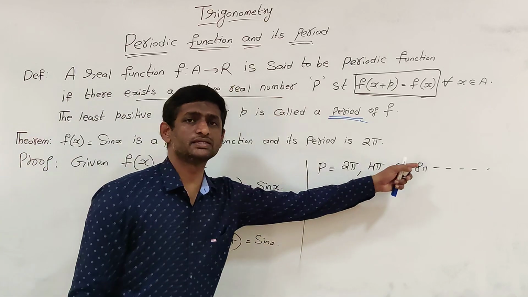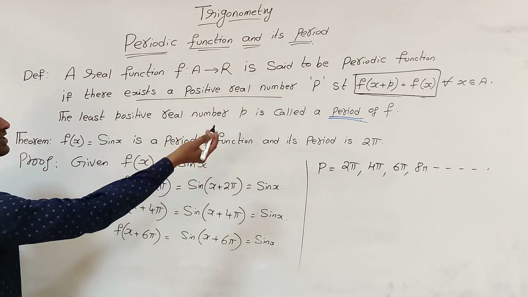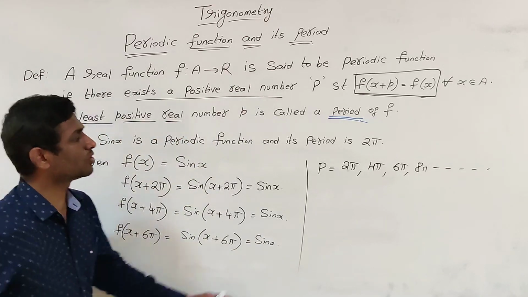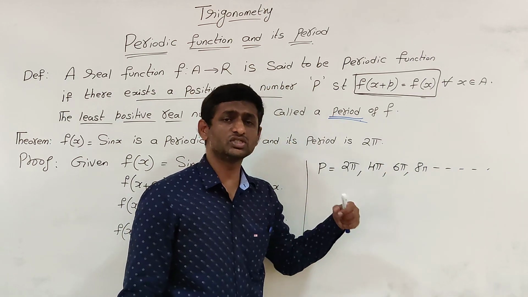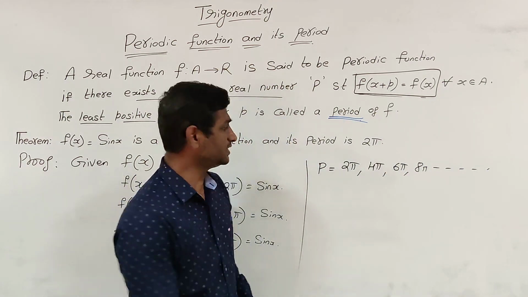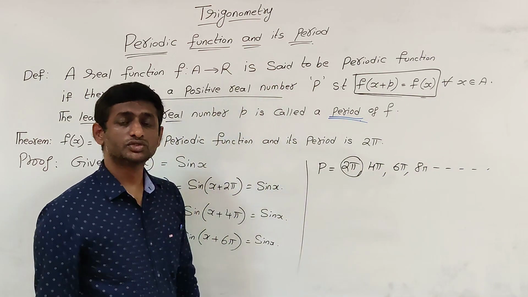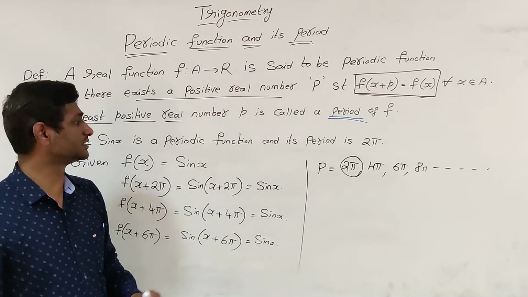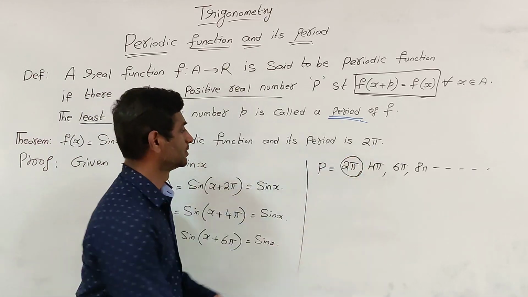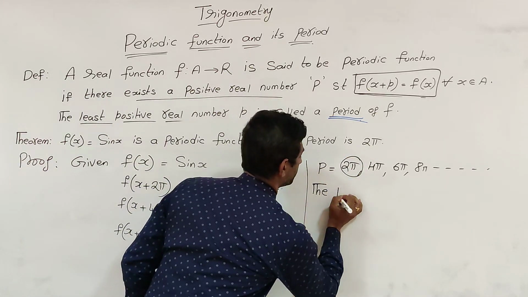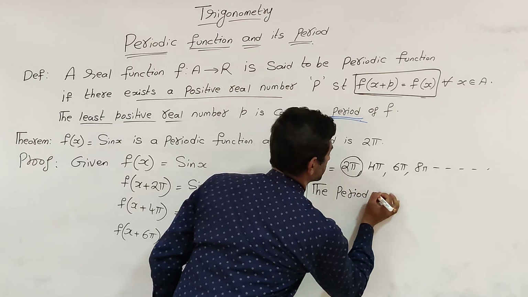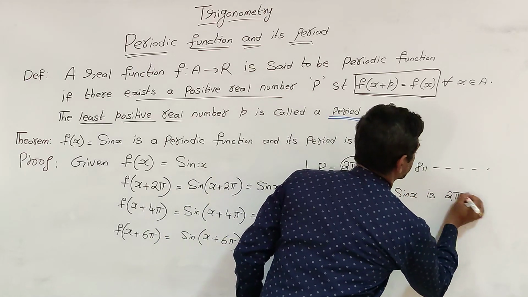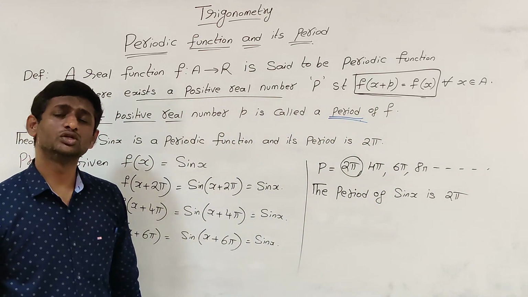Among the p's, we can say the period is the least positive real number. So among these real numbers, the least number is 2 pi. So the period of sin x is 2 pi.